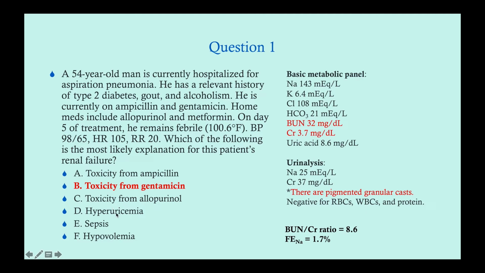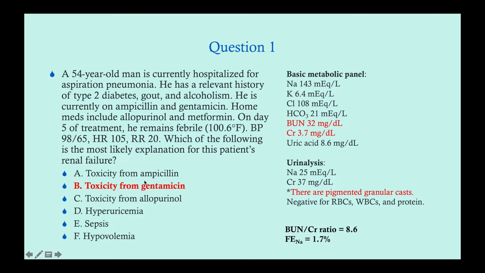Now, hyperuricemia can cause acute tubular necrosis, but what makes us not think that this is caused from hyperuricemia? First of all, his uric acid level is really not all that high. In order to have acute tubular necrosis from hyperuricemia, you're probably going to see uric acid stones, but you also need to have a uric acid level that's really high, talking in the 20s and higher. So this is just not high enough for it to be caused from hyperuricemia. So we get rid of that.